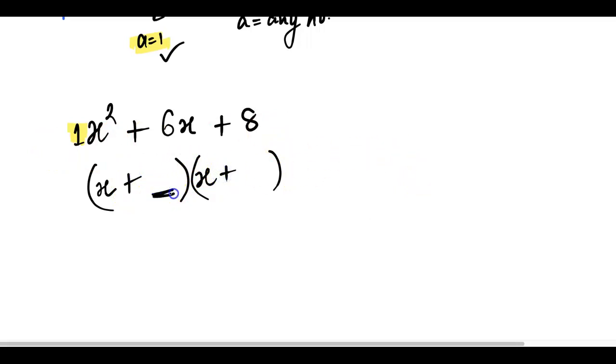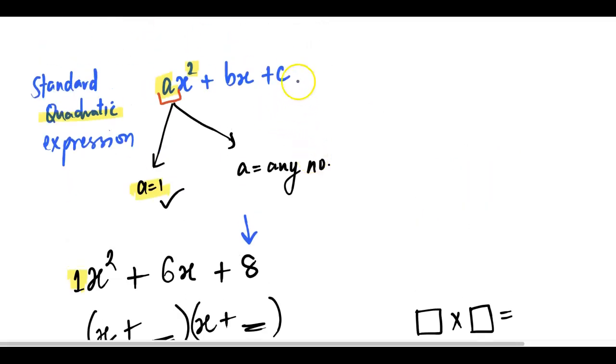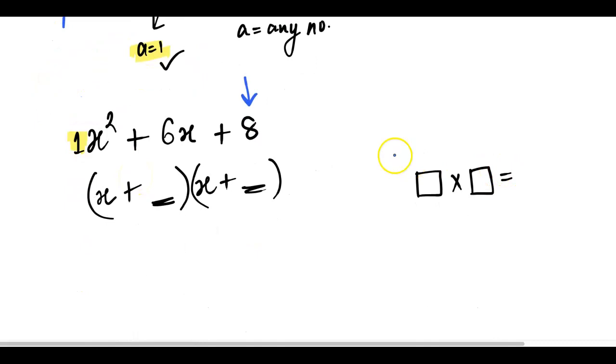Now we have to find out which two numbers go here. Let's think of which two numbers multiply to give us 8, or if we compare with the standard quadratic equation, which two numbers multiply to give c, the last term without any x, without a variable, the constant term. Which two numbers multiply to give us 8, and if we add them up, should give us 6.